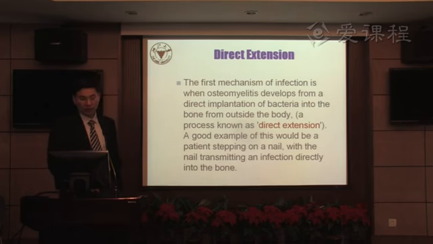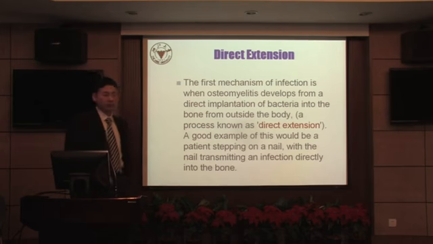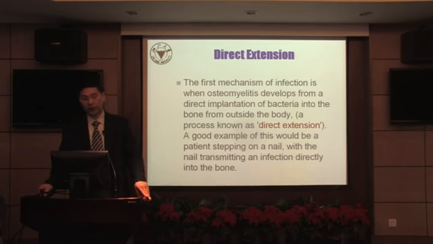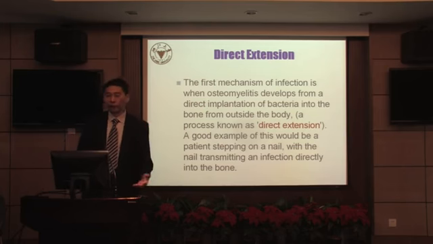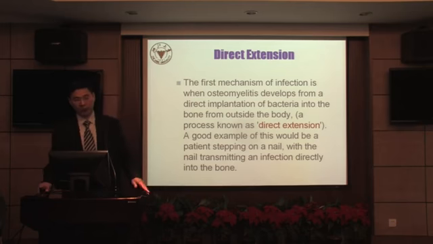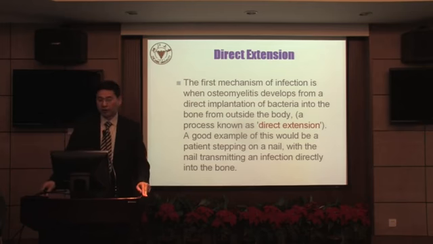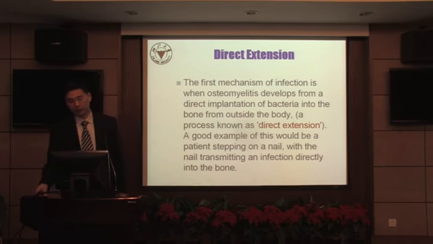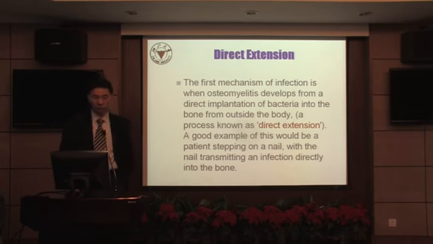And direct extension. The mechanism of infection is when osteomyelitis develops from a direct implantation of bacteria into the bone from outside of the body, a process known as direct extension. And a good example of this would be a patient stepping on a nail, with the nail transmitting an infection directly into the bone.